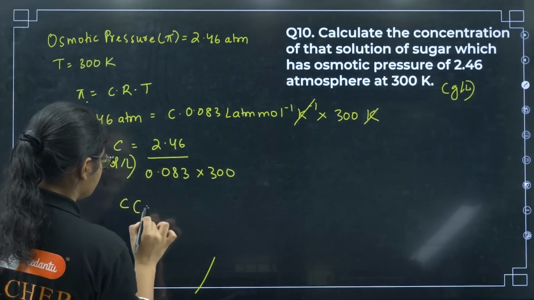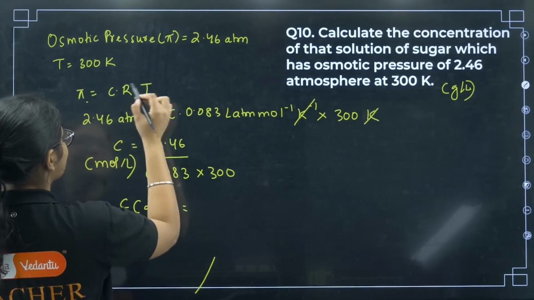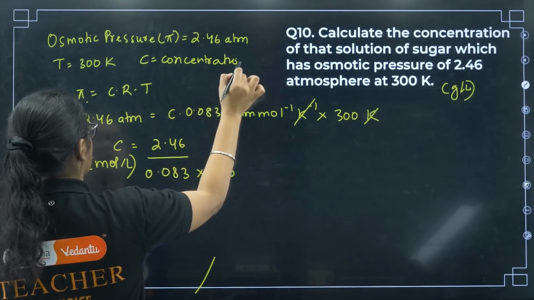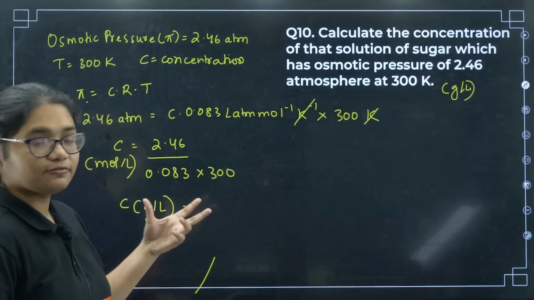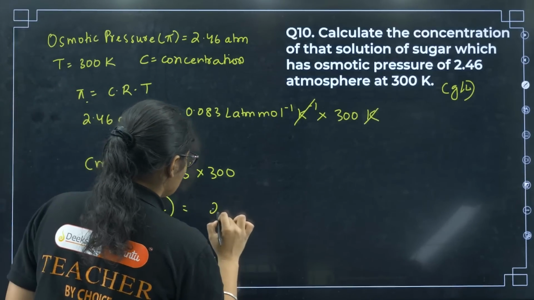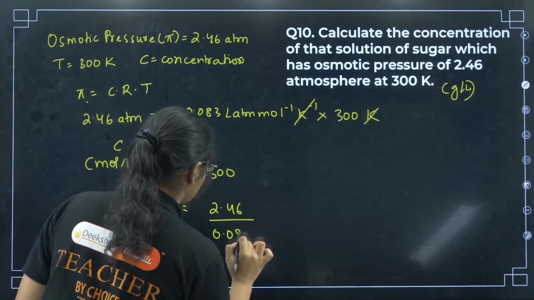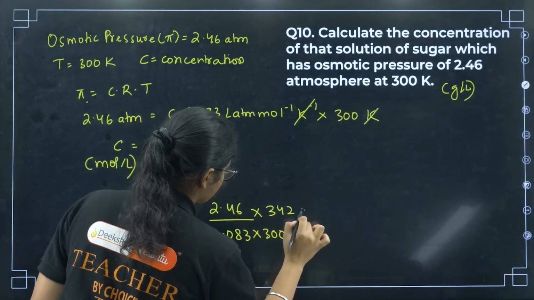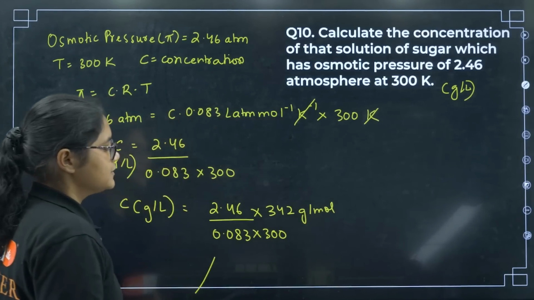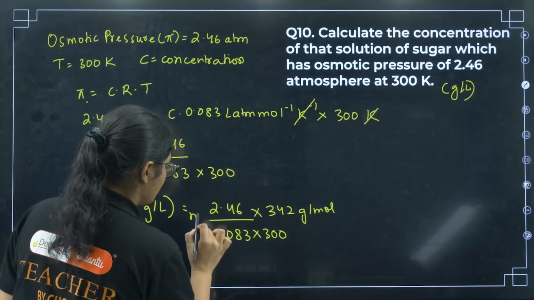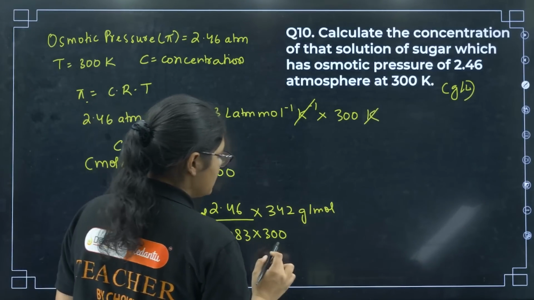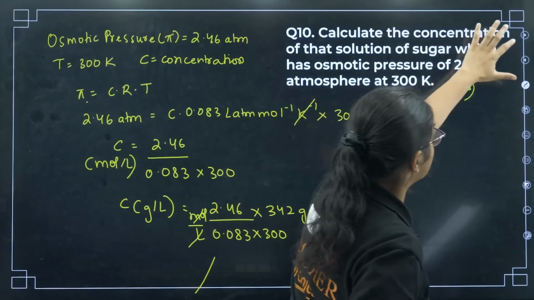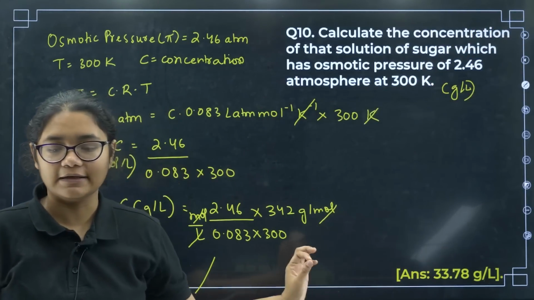Now if I want to calculate C in terms of grams per liter, just mention here that C is your concentration. So in terms of grams per liter, you just have to multiply with the molar mass. So 2.46 by 0.083 into 300 into 342 gram per mole. Here this is moles per liter, this mole and this mole will get cancelled and we will have grams per liter, and the answer you will be getting here is 33.78 grams per liter.